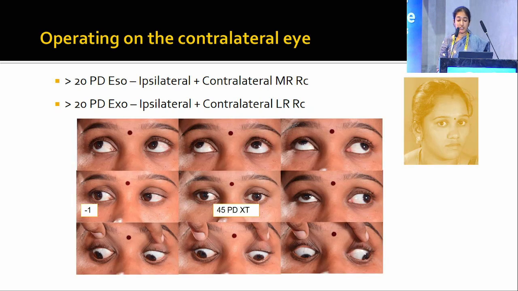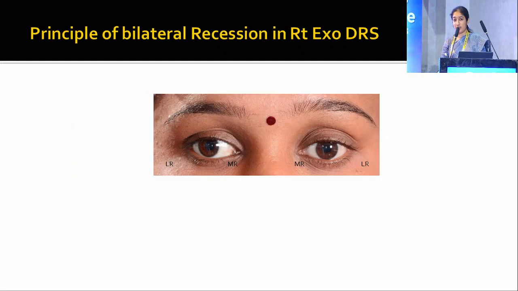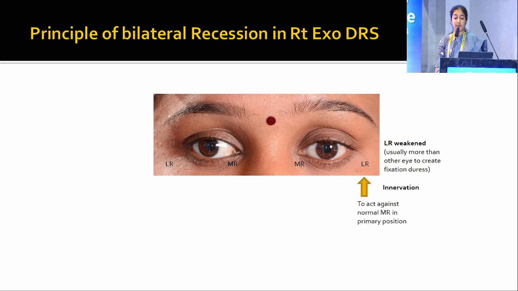This is a patient with a 45 prism exotropia, right eye Duane's retraction syndrome, and you can see that doing a single LR will not be sufficient here. Very similar to what was mentioned earlier, here we are operating on the other eye and we go for an asymmetric recession. What we mean by creating a fixation DRS is basically that the LR in the normal eye is weakened, so it needs more innervation to come into this eye to even bring it to the primary position, to act against a normal MR.